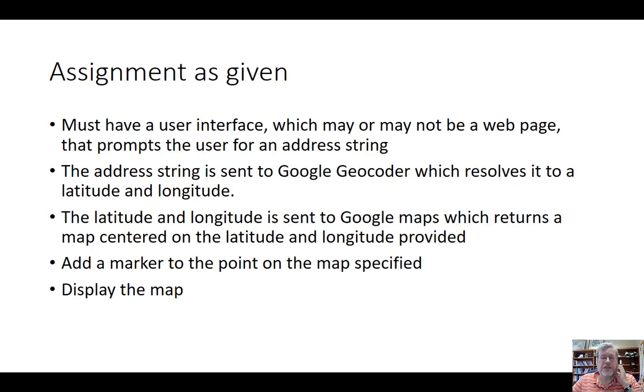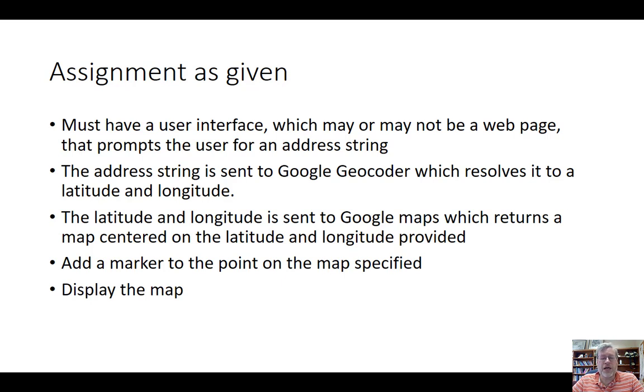So if you read the assignment as it's given, you must have a user interface, some kind of a GUI, and that may or may not be a web page. It could be a Java Swing or JavaFX program. It could be C#. Doesn't really matter. You prompt the user for an address string, and then that address string is sent to the Google Geocoder API, and that resolves that street address to a latitude and longitude. It's really quite sophisticated. Does a lot of work for you that you wouldn't want to do yourself. Comes back with the latitude and longitude.